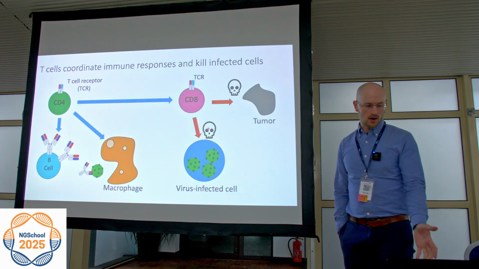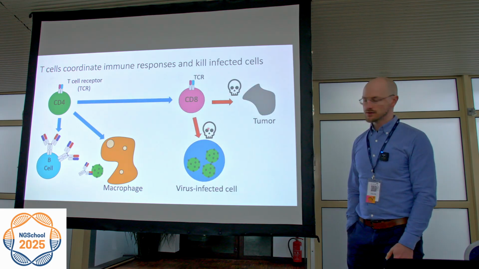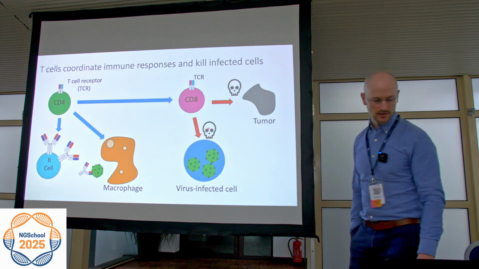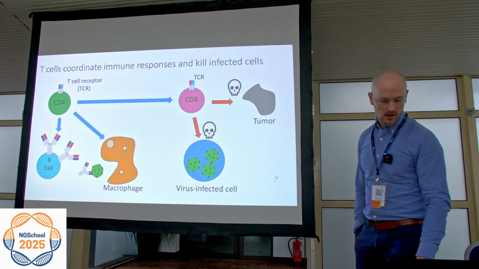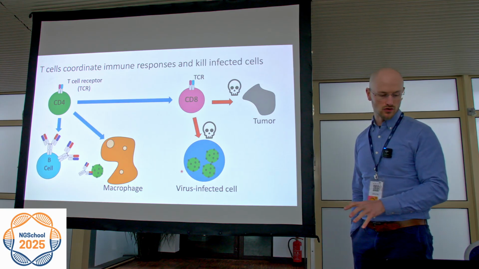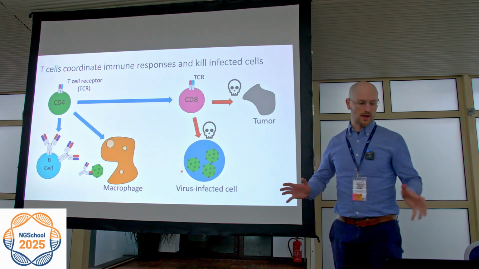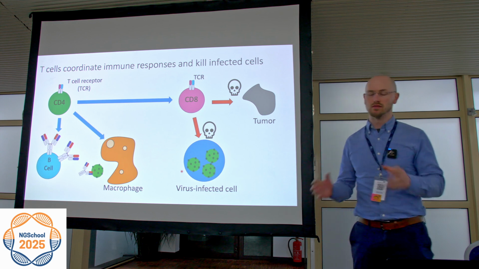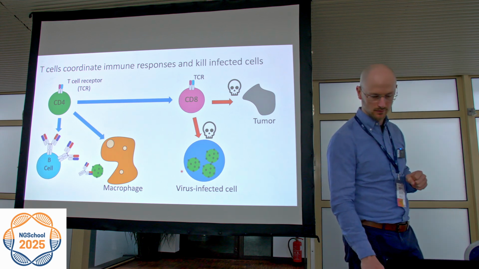And they can help to activate CD8 T cells, which are the other main type of T cell called cytotoxic T cells. And they can destroy virus-infected cells and tumors. So T cells play a diverse set of roles within the adaptive immune system in conjunction with B cells.